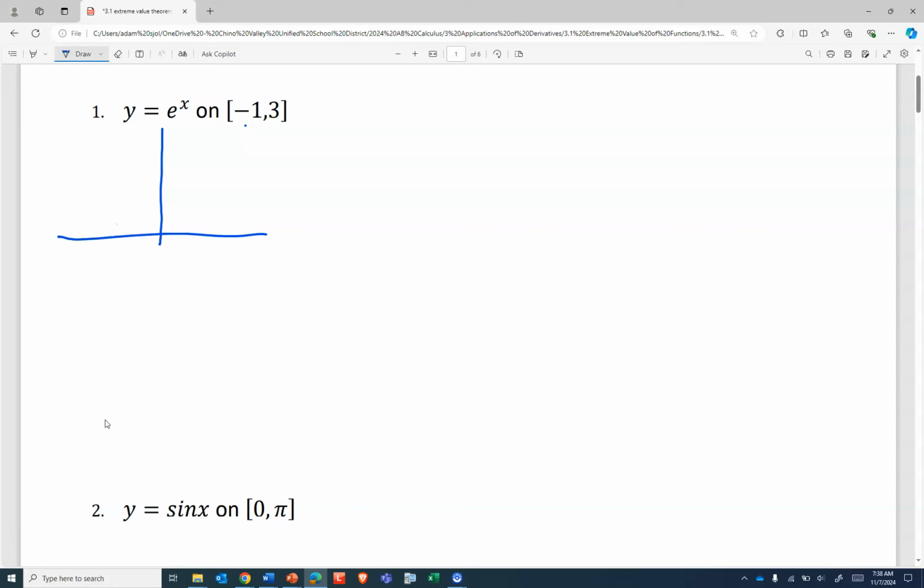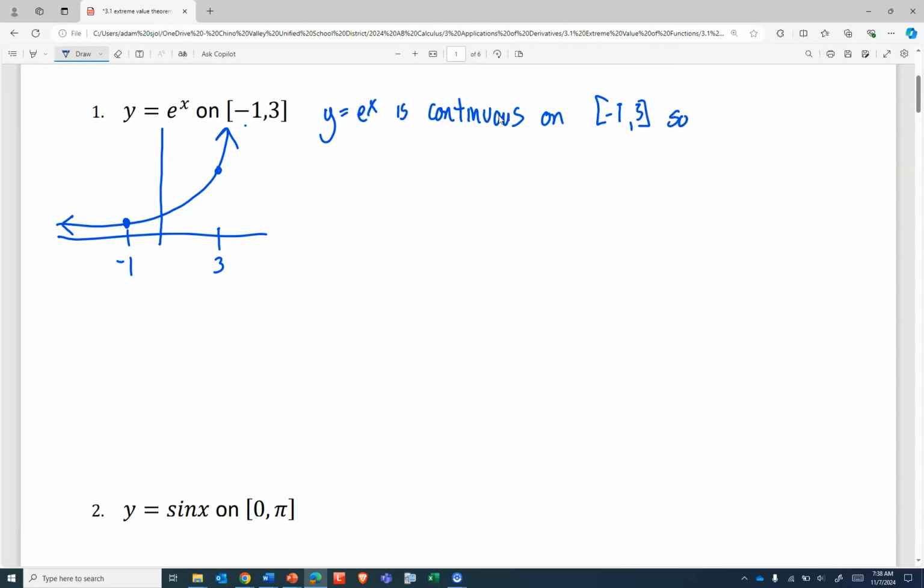What does e to the x look like? E to the x wouldn't normally have a maximum or a minimum, but we're given the closed interval -1 to 3, so we can use the extreme value theorem. And that's the first thing we need to write down. Y equals e to the x is continuous on the closed interval -1 to 3. So a maximum and minimum are guaranteed.